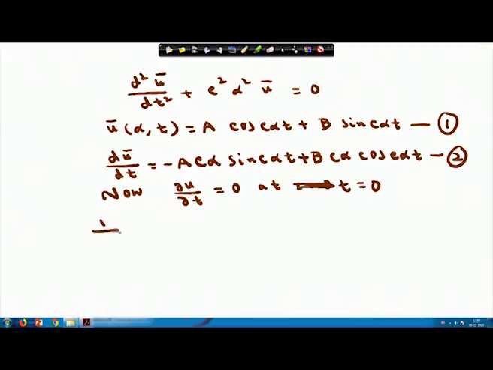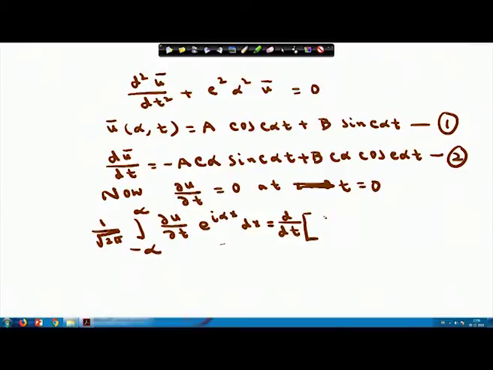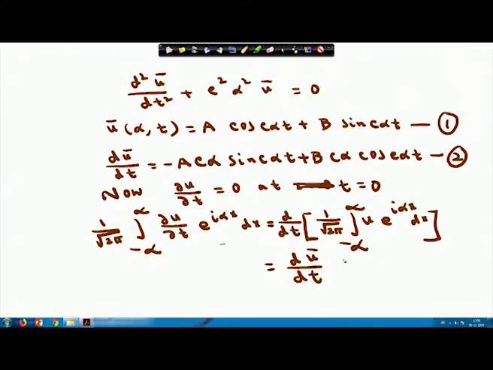So, what I can write down is 1 by root 2 pi, minus infinity to infinity, del u del t into e power i alpha x dx. Since del t is there, but you are integrating with respect to x, this del t can be brought outside. So, d dt of 1 by root over 2 pi, minus infinity to infinity, u into e power i alpha x dx, and this is nothing but u bar. So, this becomes d u bar dt.